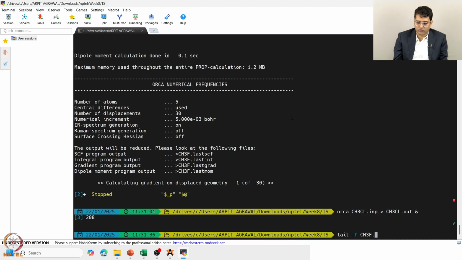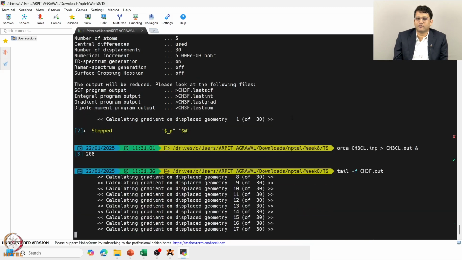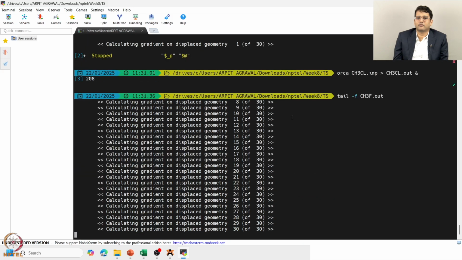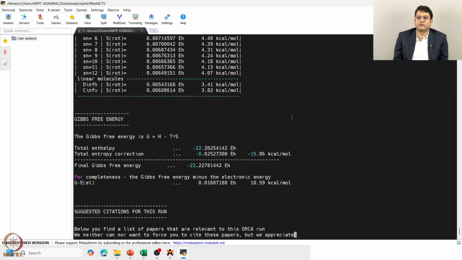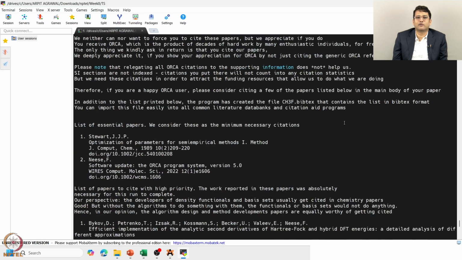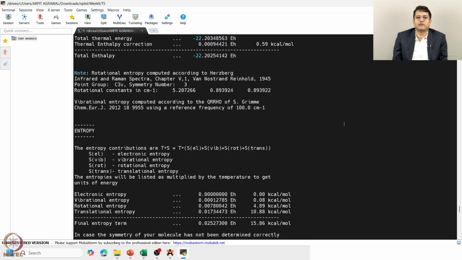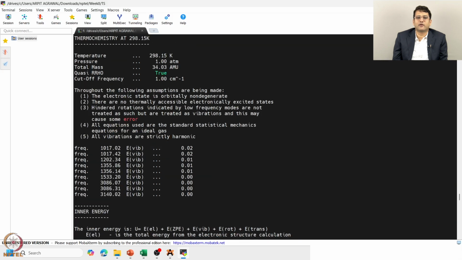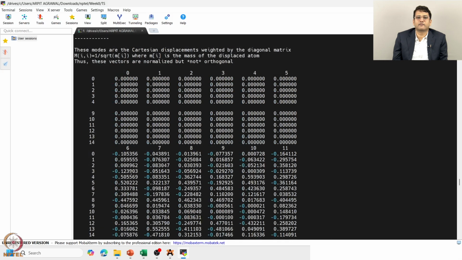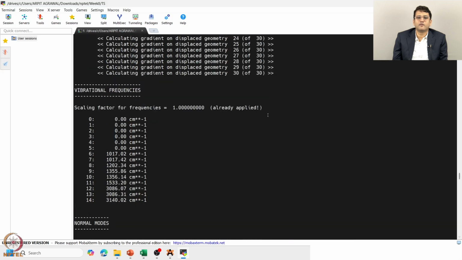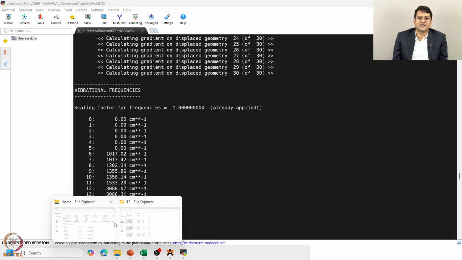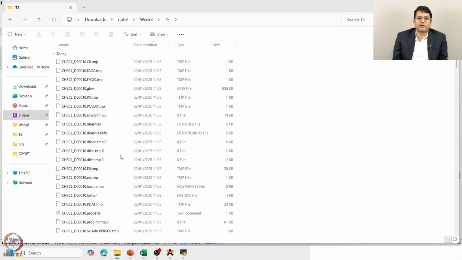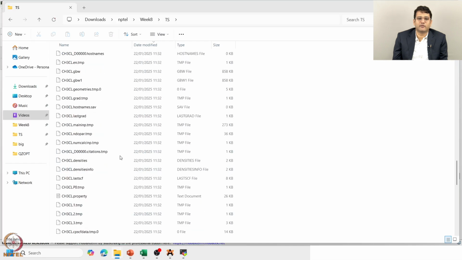F dot out. So my frequency calculation is done, and all the frequencies are real. So this is a minima. Generally, in this kind of simple calculation, it's unlikely that you will face a problem.